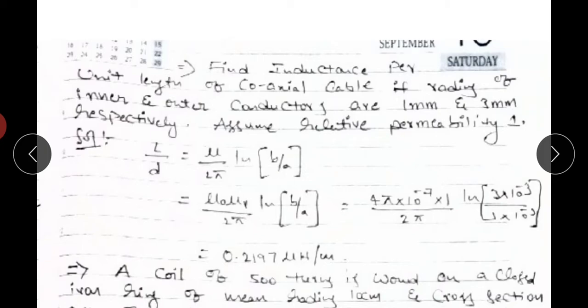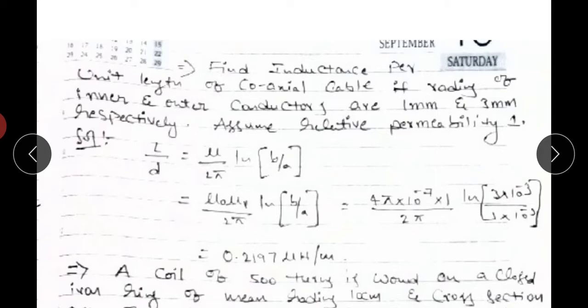Here are the given values. We have to find the inductance per unit length, and the radii of the inner and outer conductors are 1 mm and 3 mm. The relative permeability equals 1. Mu equals mu naught into mu r, where mu naught equals 4 pi into 10 to the power of minus 7 and mu r equals 1.